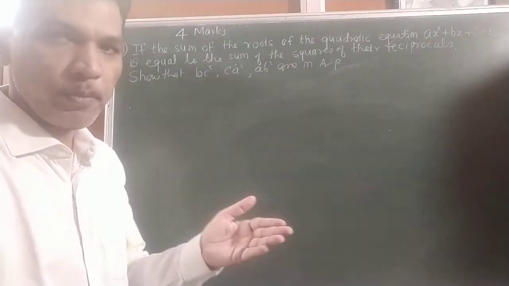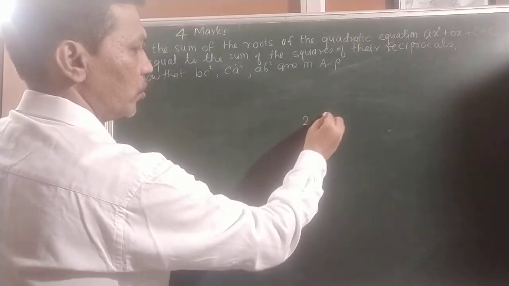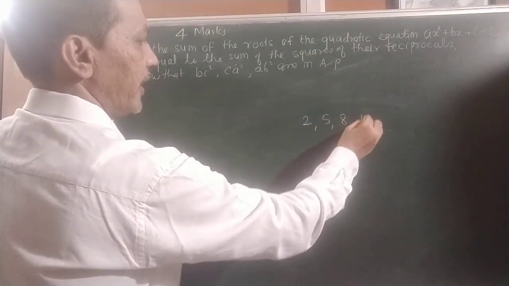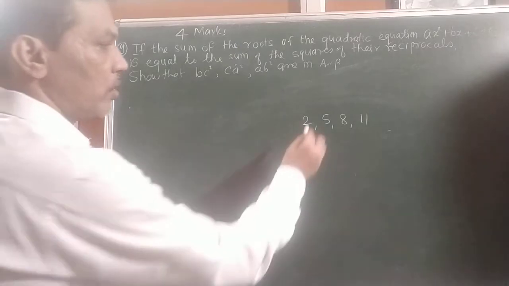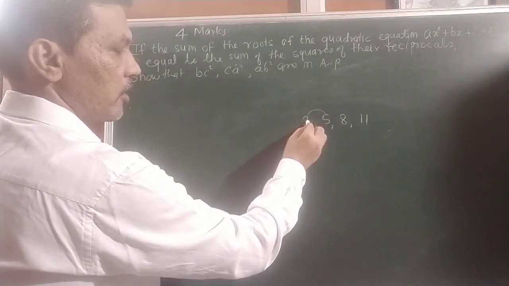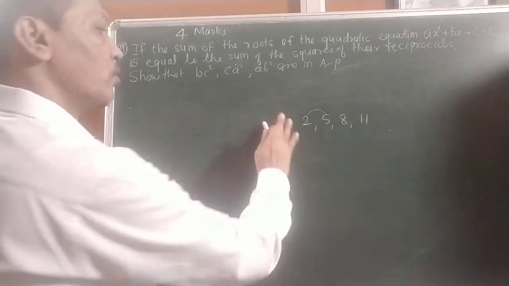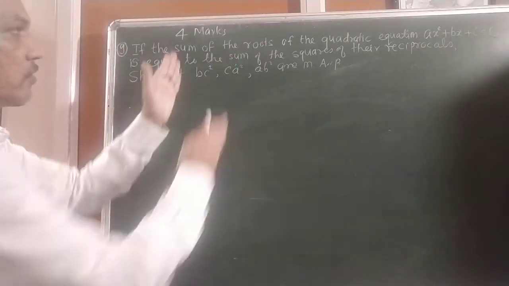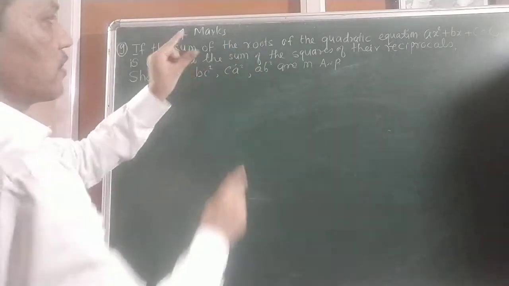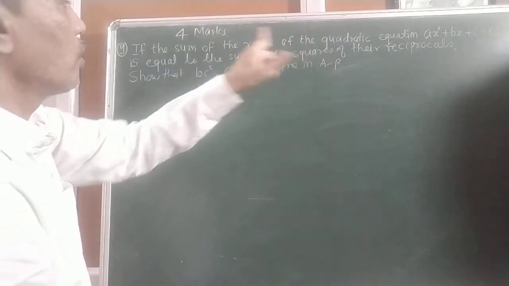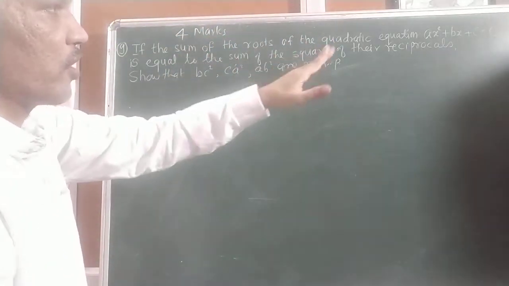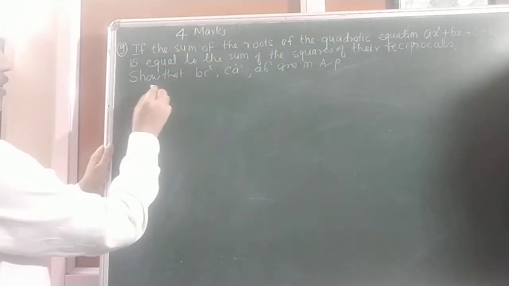How can we show AP? AP is very simple. For example, 2, 5, 8, 11 are in AP, because the difference is the same. See, 5 minus 2 is 3, 8 minus 5 is 3, 11 minus 8 is 3. So we will do that afterwards. First we can solve these two lines: sum of the roots is equal to sum of square of their reciprocal. Quadratic equation given, solution.